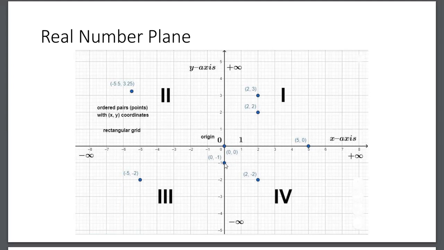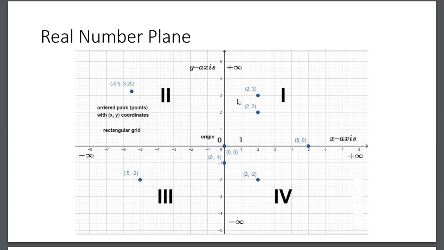Here's a point. It's not a real number, it's an ordered pair of real numbers. This point, (0, -1): 0 on the x and -1 on the y. (-5, 2) in quadrant 2, (-5, -2) in quadrant 3. And over here, (-5.5, 3.25).